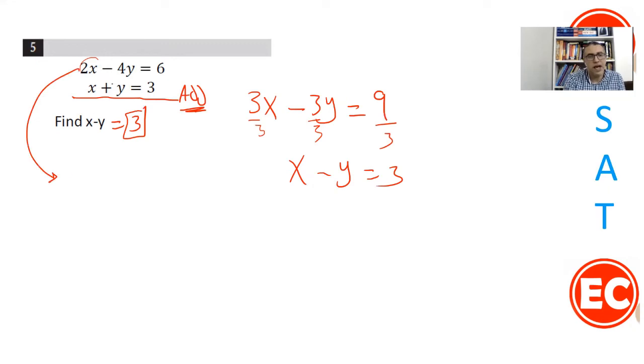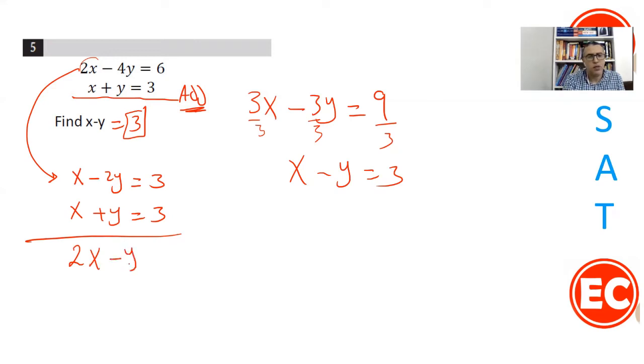Another idea, I can divide this equation by 2. It's going to be x minus 2y is equal to 3. And the second equation, x plus y is equal to 3. Add these two equations together. So it's going to be 2x minus y is equal to 6. But we didn't solve the equation. So one of the ideas may work with you. Another idea may not work.